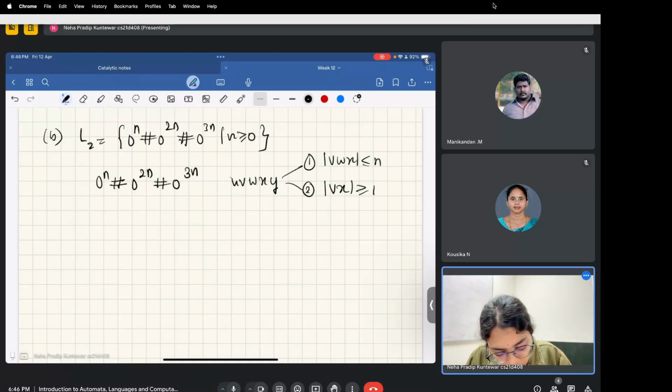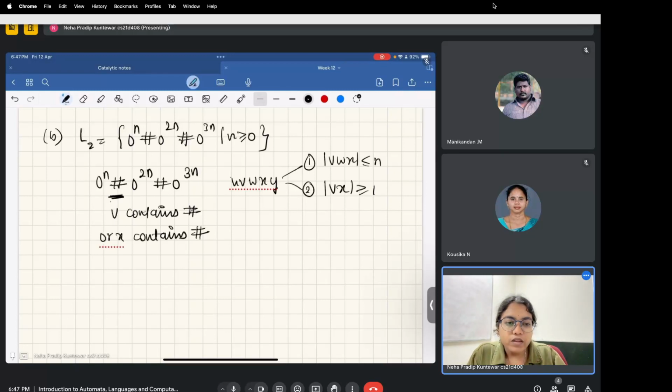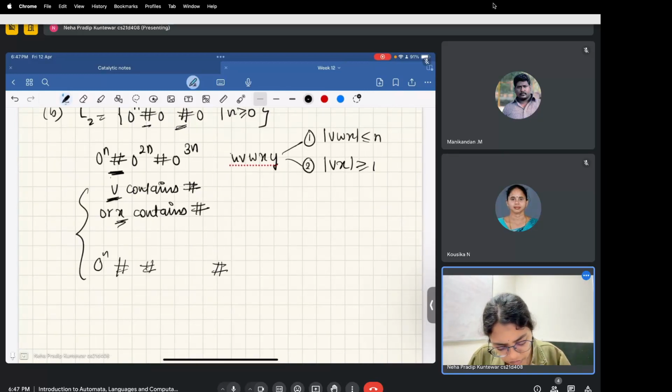So notice that it is never possible that v or x contains the symbol hash. This is because if v or x contain the hashes, then when you pump it more, you will end up getting more hashes than what you had earlier. So that is clearly not in the language, because it only has two hash symbols and some number of zeros satisfying some constraint. If v or x contain a hash, they will end up pumping more of the hashes, which is clearly out of the syntax. So this is not possible.